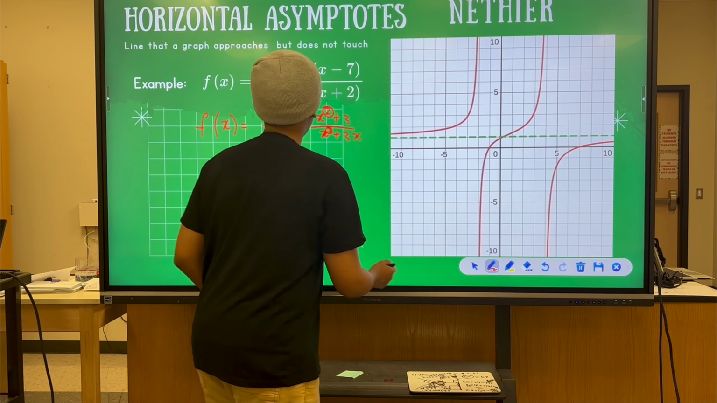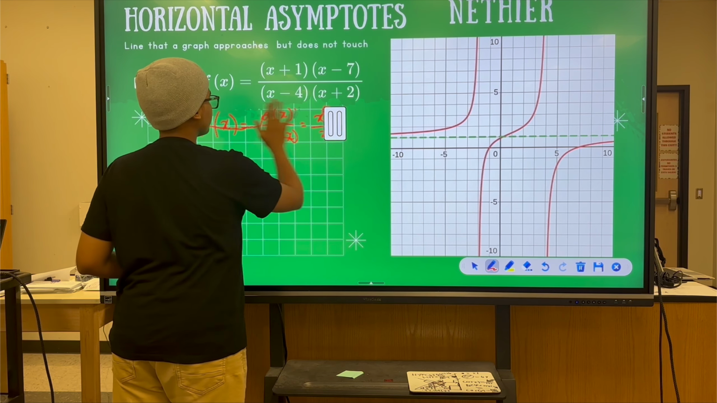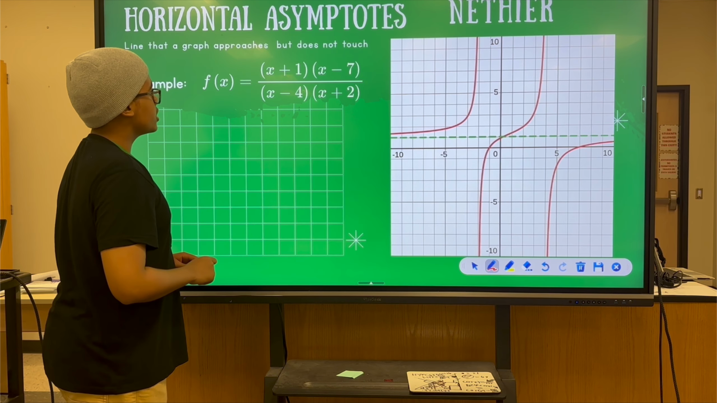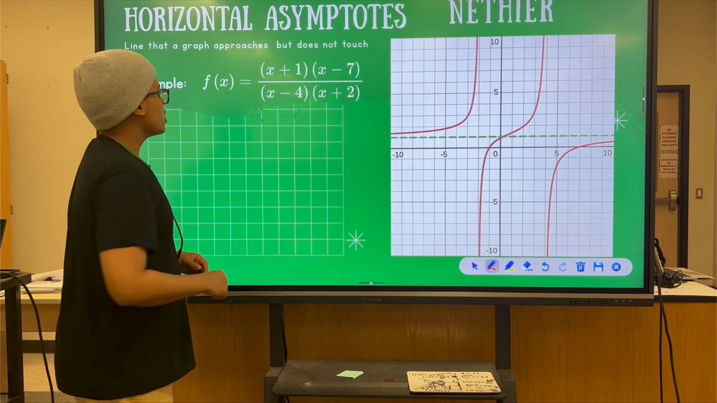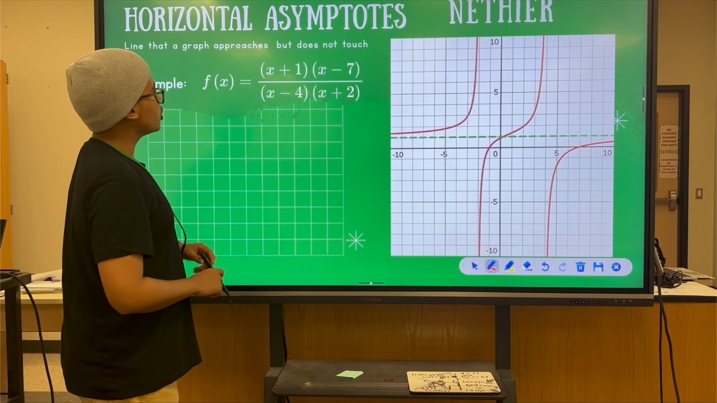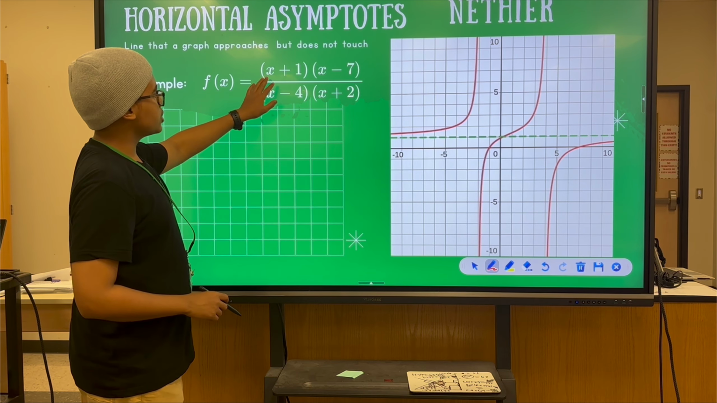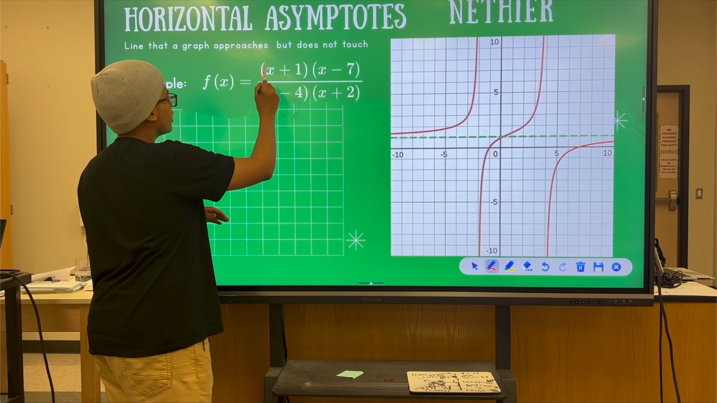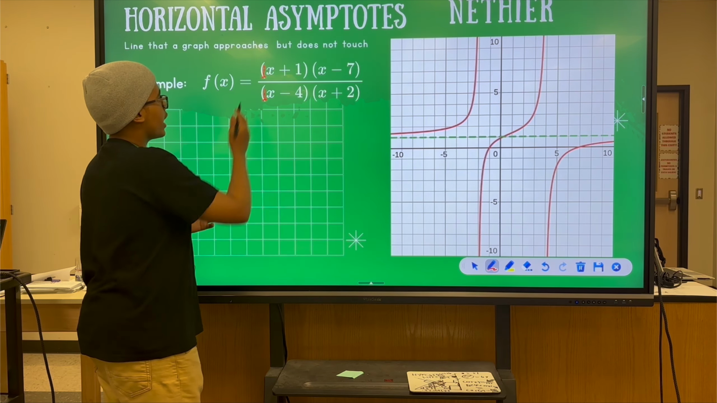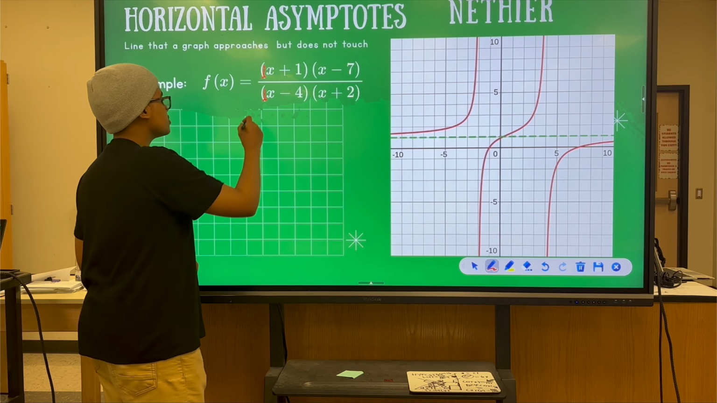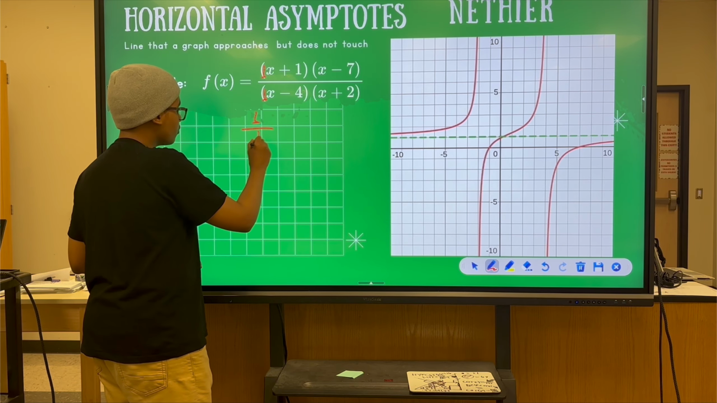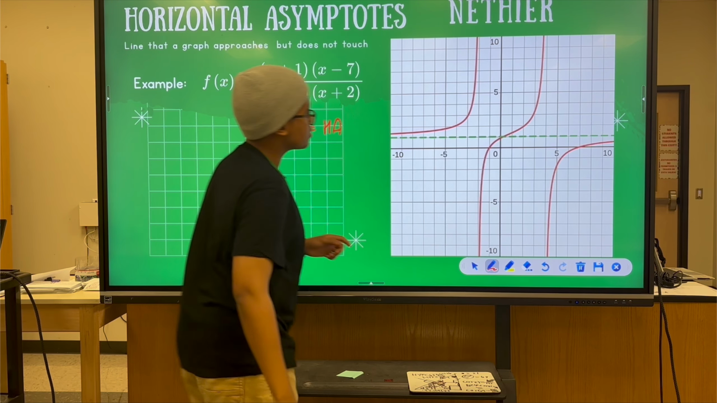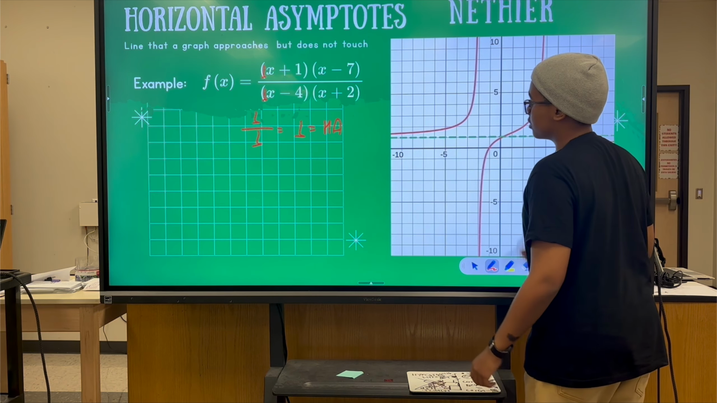And when we're dealing with neither, the primary rule regarding the neither horizontal asymptotes is to look at the coefficients of the functions. So over here, after distributing, you would know that there would be no coefficient on the x squared term. So the coefficient right here would be 1, and the coefficient right here would be 1. And we take the ratio of the coefficients, which is just basically 1 over 1, which is 1. And y equals 1 is your horizontal asymptote, as shown right here.